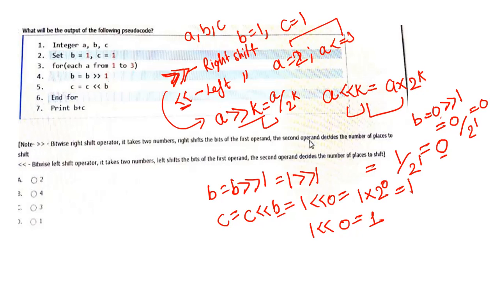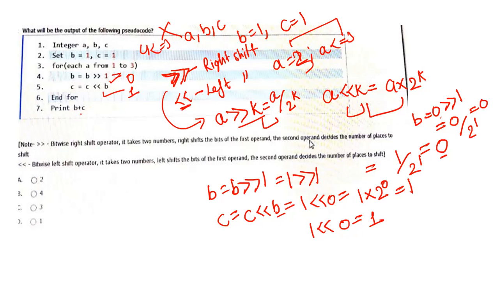So now again the a value will be updated to 3. 3 less than equal to 3, condition is still true. Now again if you do the same operation, that b right shift by 1, you will be getting b as 0, and c left shift by b, so again you will be getting 1, right? And now again the a value will be updated, it is going to be 4 now. 4 less than equal to 3, condition is false, so we will come out of the loop.